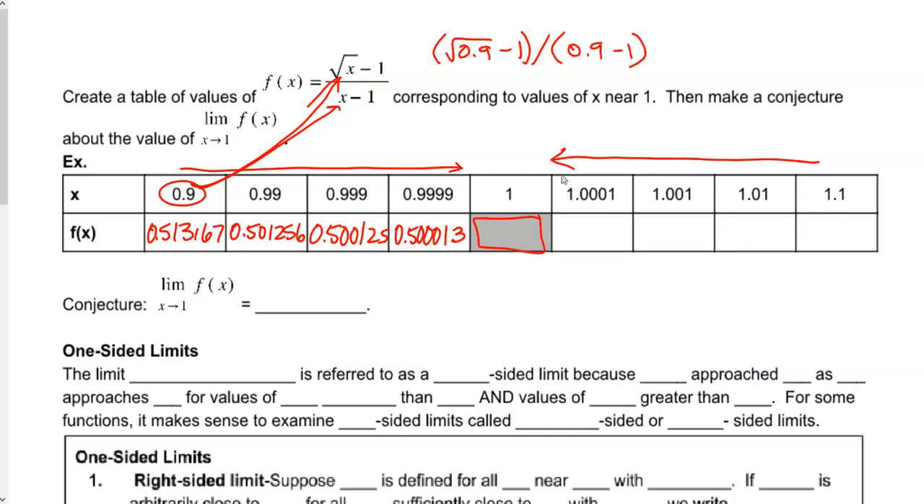So let's see what happens when we come from the right. Let's start here at 1.1. Putting 1.1 in there, underneath that square root and in for the x, the value you get is 0.488089. You can round those off a little bit; I like to go a few decimal places out. Putting 1.01 in, we get 0.498756, getting closer to that 0.5 that we thought the guess would be. 1.001 yields 0.499875.